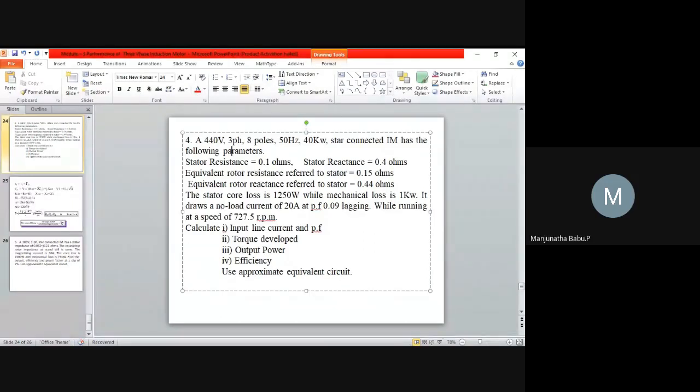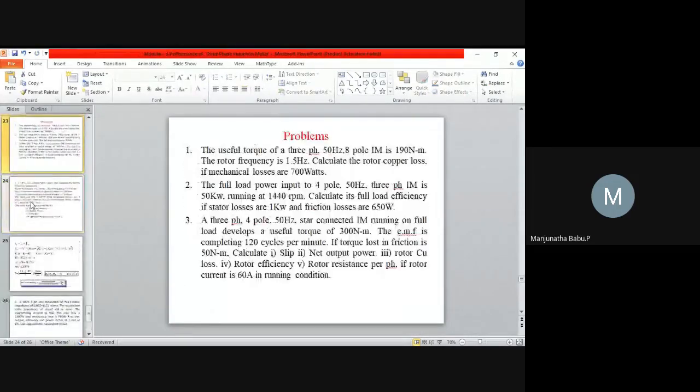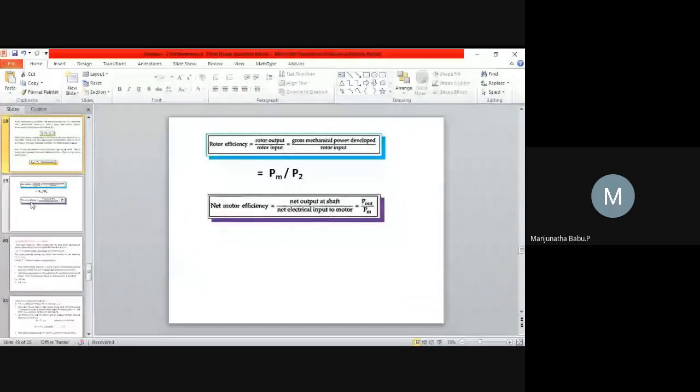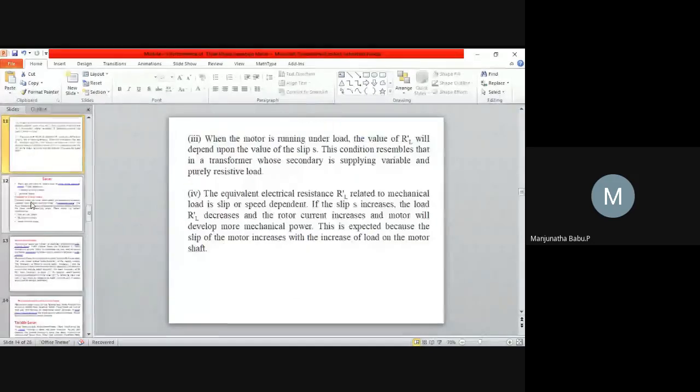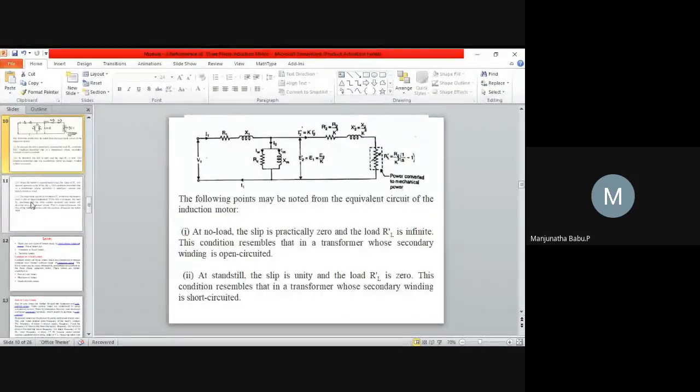Next, the torque developed, output power and efficiency. So use the approximate equivalent circuit, it is telling. So here, let me go for the equivalent circuit just to recall the formulas. This is the equivalent circuit which is referred to the stator.